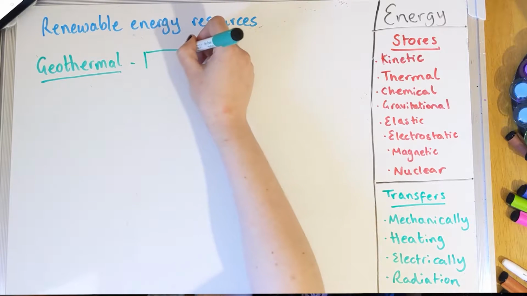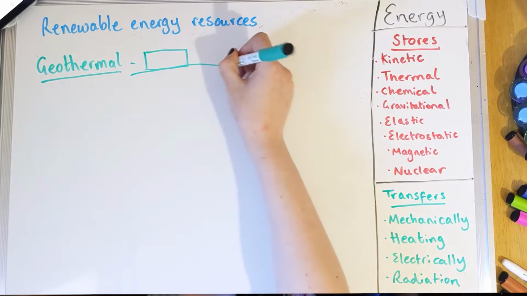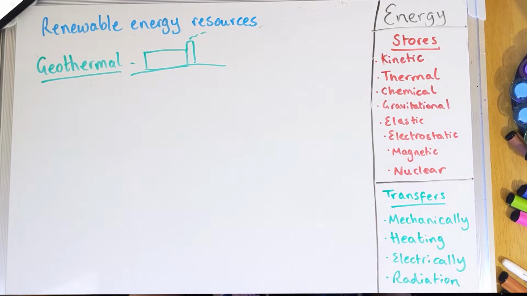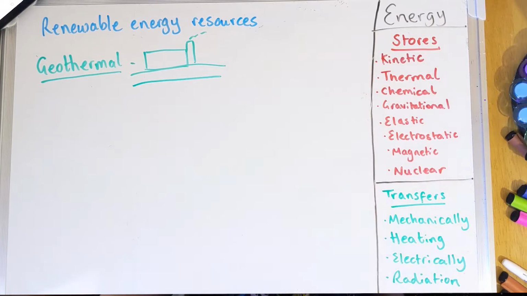So you'd have a geothermal plant on the surface, is my best drawing, and then you'd have your geothermal plant on top of an area with lots of volcanic activity, or there is a sort of a pocket of magma or hot rock near the surface.